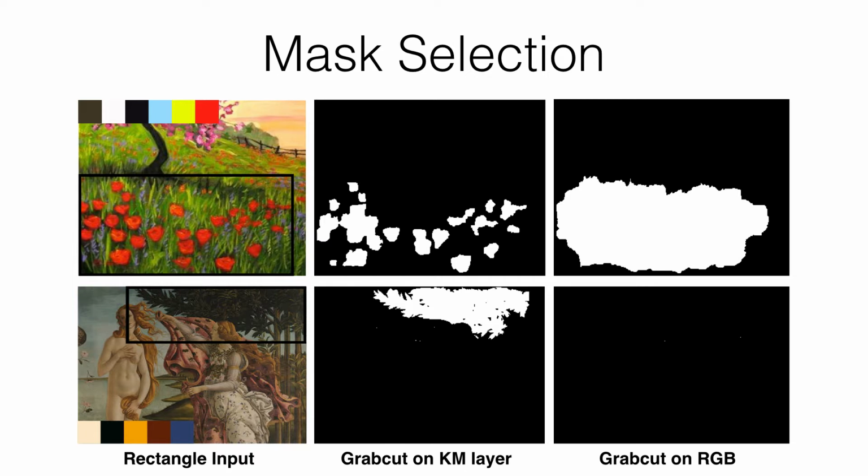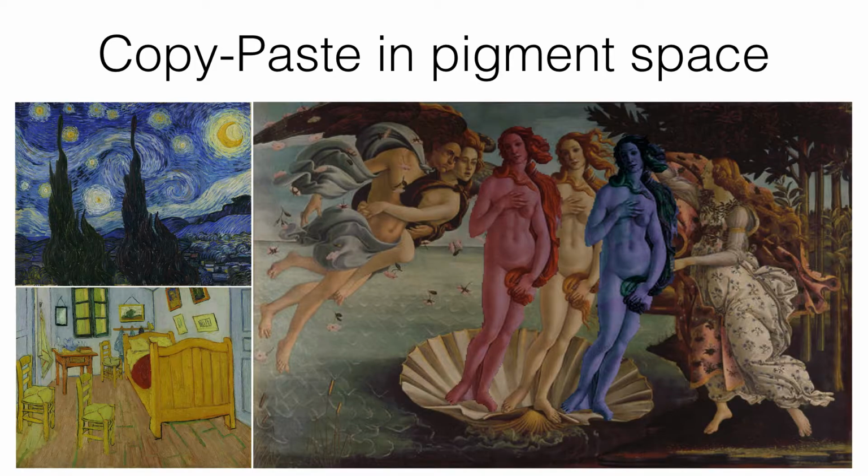Mask selection in paintings can be improved by optimizing on mixing weight map of a specific pigment layer, instead of optimizing on RGB image colors. On top example, GrabCut is performed on mixing weights of red pigment. On bottom example, GrabCut is performed on mixing weights of black pigment. Both results are better than GrabCut result on RGB image. For fair comparison, no scribbles are provided for GrabCut algorithm.